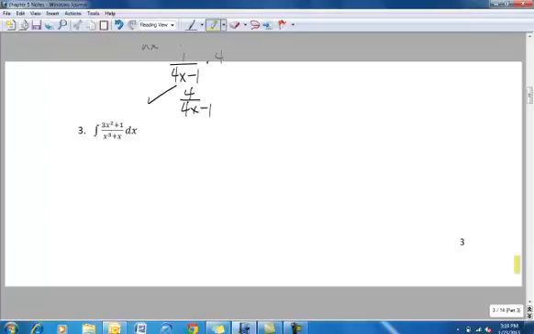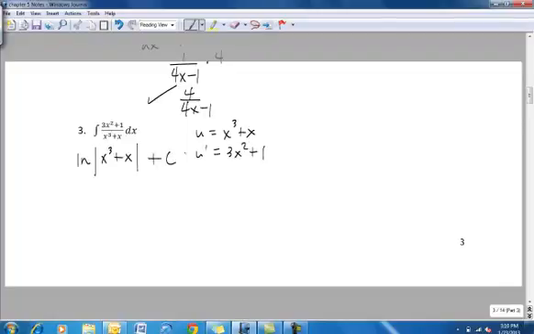Okay, so again, we have a fraction, and do you notice that the bottom differentiated is the top? This one's a little more complicated, so you might want to set this up. You could say u equals x cubed plus x, so u prime would equal 3x squared plus 1. So you can see that the derivative of the bottom is right there in the top. So I think that this perfectly fits the ln pattern. So this would be ln|x cubed plus x| plus c. You can check that by differentiation, and I think you'll find that it does work.